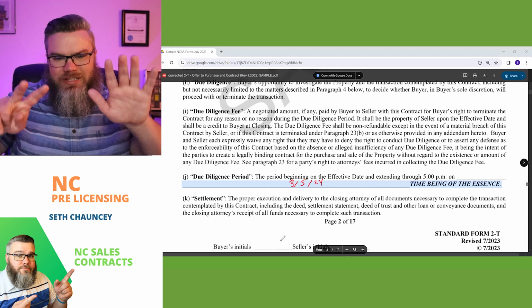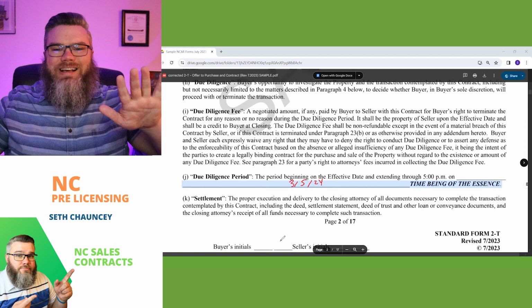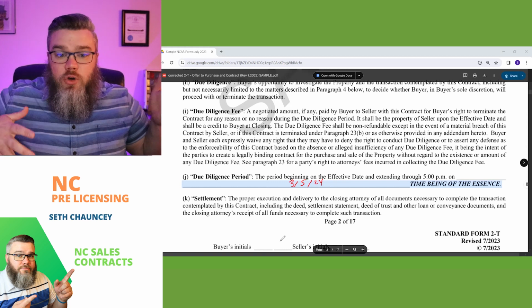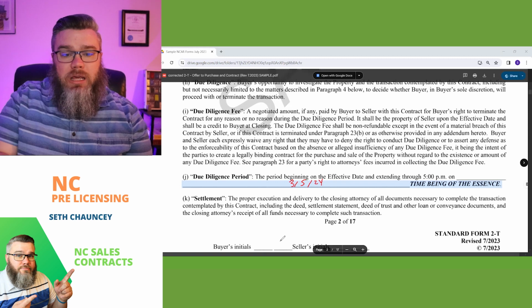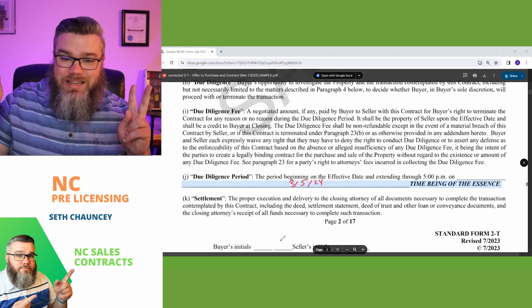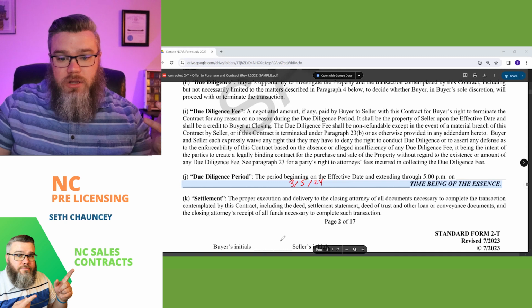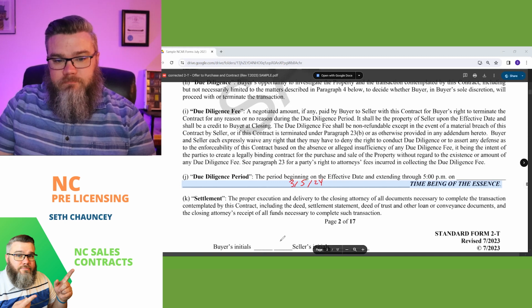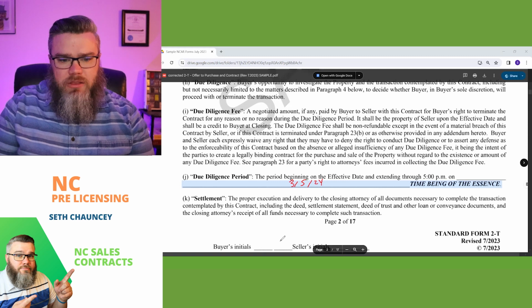So let's say that you agreed to a 7-day due diligence period. On day 7, your inspector canceled on you. You don't know anything. If you go past your due diligence period by 1 minute, your earnest money is now live. If you terminate after, you would lose both. Is this making sense for everybody, this differentiation between due diligence and earnest money?